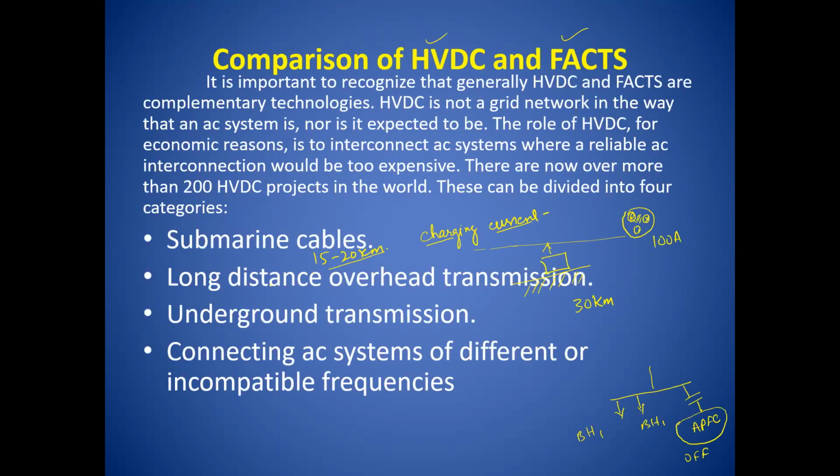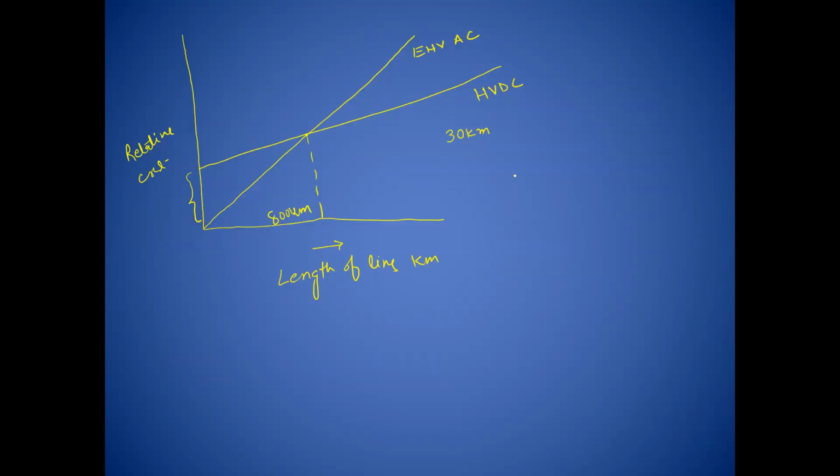Okay, this is one. Next, the long distance overhead transmission line. When there are overhead transmission lines, it means that we are using some kind of poles, and over these poles we are using the transmission conductors. So here the distance does not matter. The distance may be long, because it is possible to erect a FACT controller. Here we can erect a FACT controller because land is available, and hence the cost of the overhead transmission system is smaller as compared to HVDC.